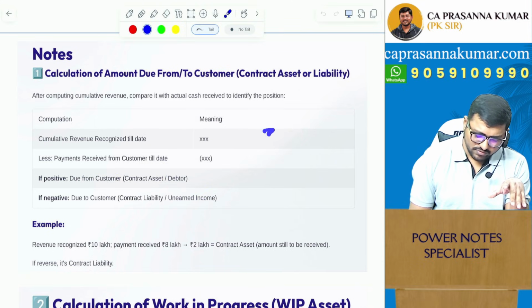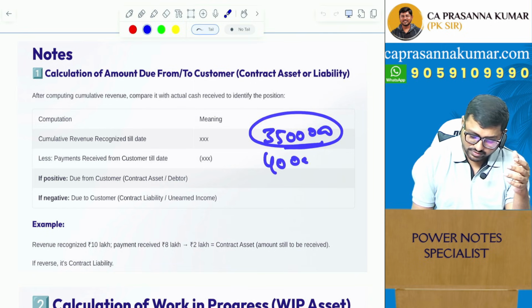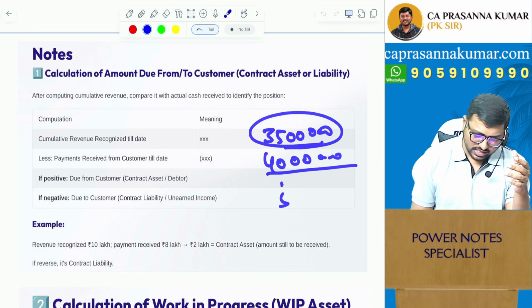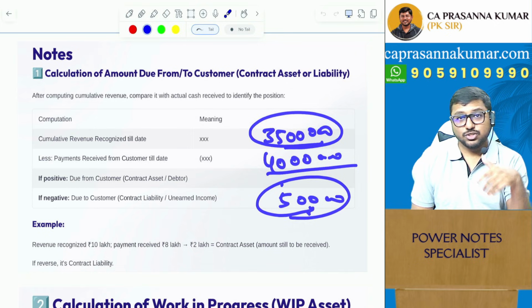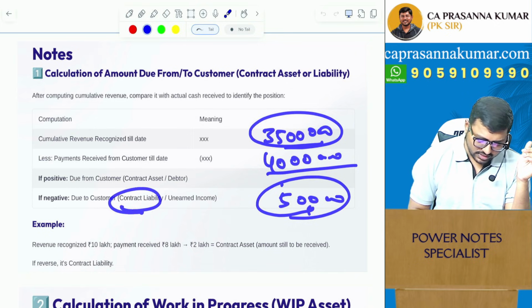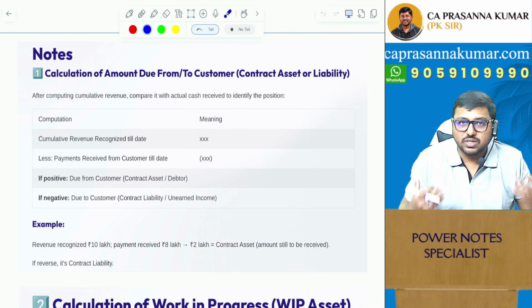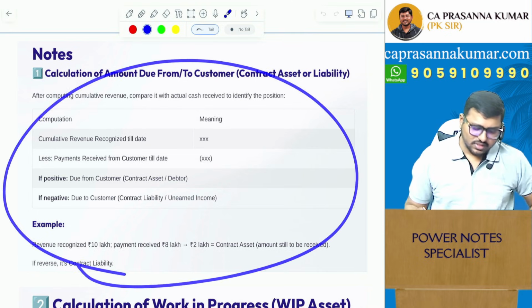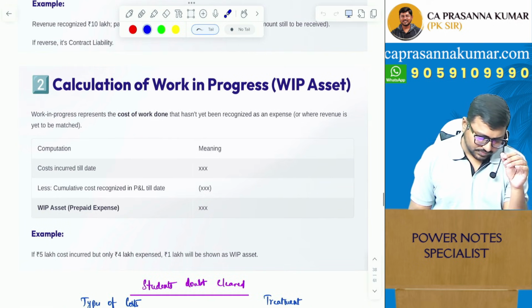Suppose you have done only 35 lakhs of work. In the sense, 35 lakhs of revenue is recognized in your books, but you received 40 lakhs from the customer. Then it is a negative balance. 5 lakhs, you have received more from the customer. So whenever you receive more from the customer, we always see it as a liability, because if something goes sideways, you need to pay it back. Therefore, it will be seen as a contract liability, or the income or revenue that you are yet to earn. Simple common sense. Nothing much to discuss over here. Clear? Right. Moving on to the next one.